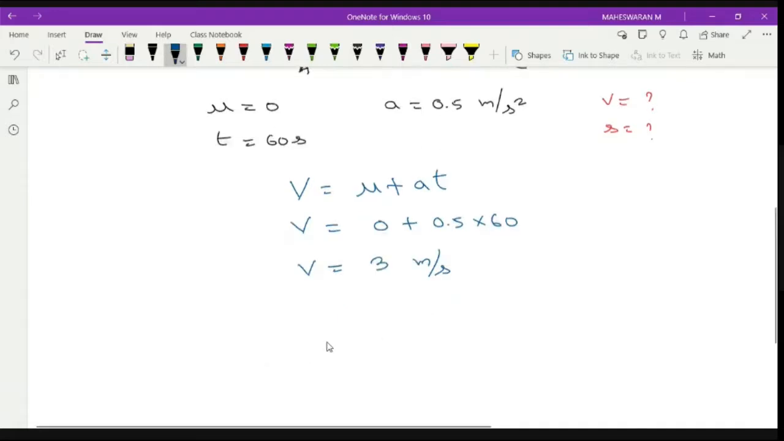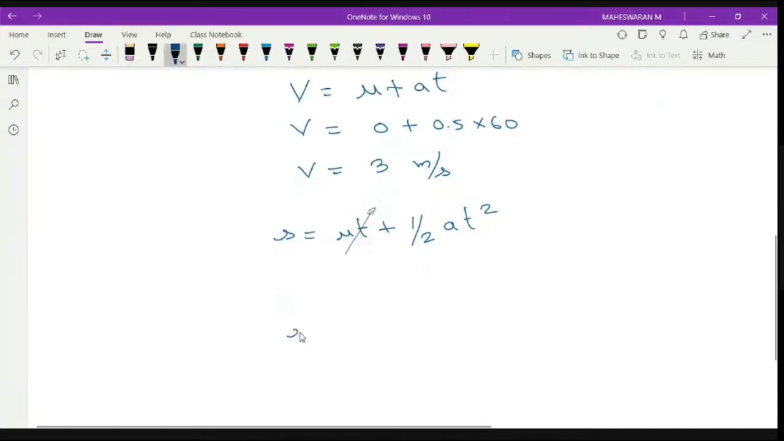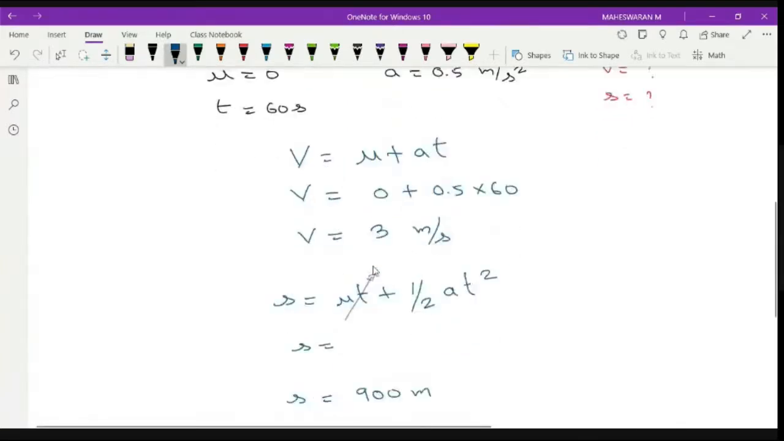Next, I have to identify the distance. What is the formula we can use? S is equal to UT plus half AT square. Since U is 0, this gets cancelled, so it is 0.5 by 2 into 60 square. So we'll get 900 meters. So these are the two data we identified.